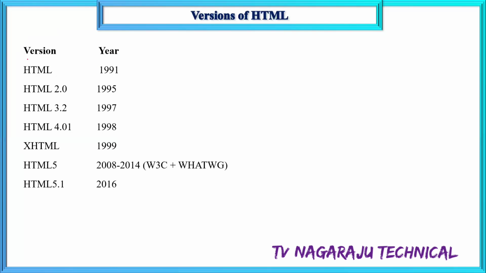Now, what are the different versions of HTML? The first version of HTML was developed in the year 1991. Year by year, by adding some features, HTML 2.0, 3.2, 4.0, like this. HTML versions are updated, and the most important version is HTML5. Why? It has a large number of features. Anyway, we are moving with HTML5 only.